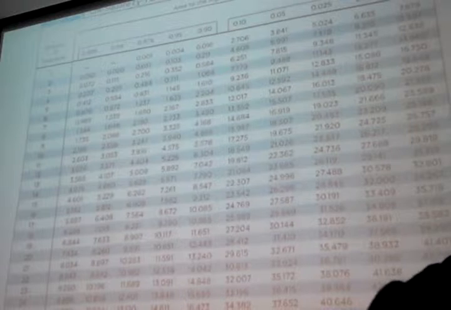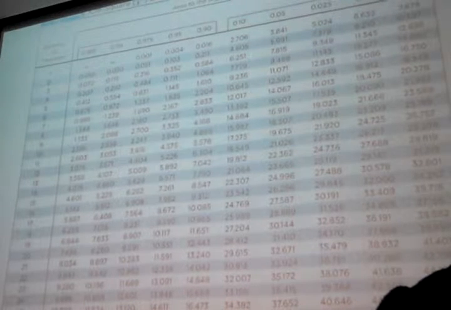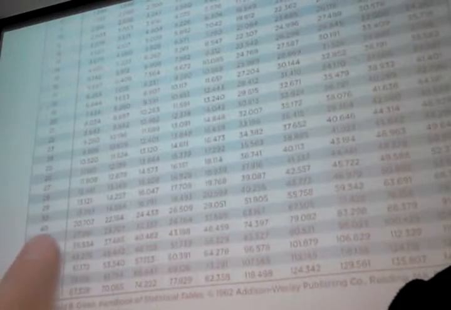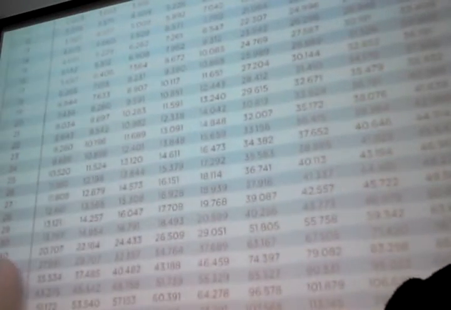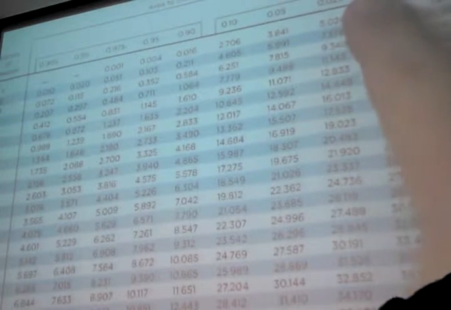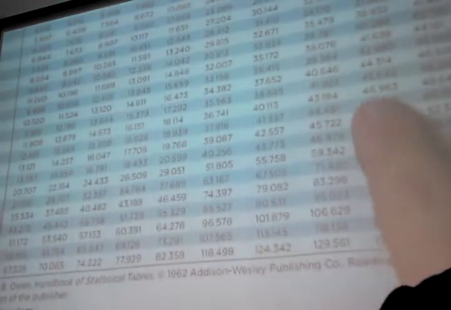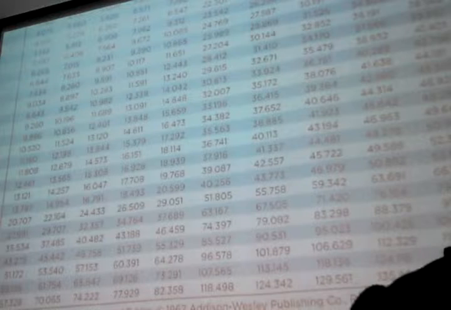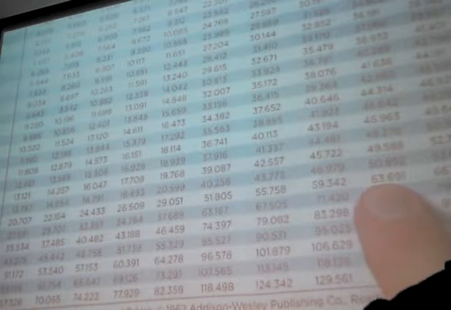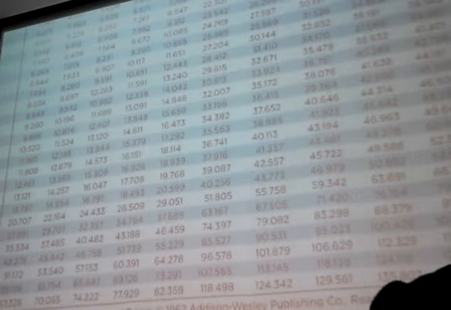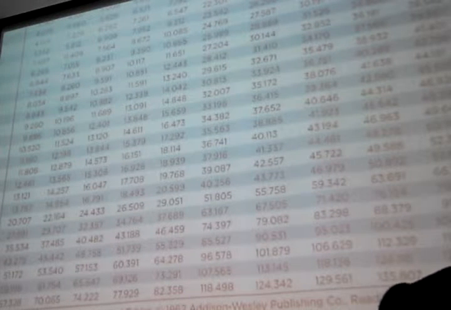Right? So in this situation, what's my degrees of freedom? 40. And like we said, one of them is going to be 0.01. It's going to be chi-square big. So if I follow that down to 40, what do you get by that number I'm pointing at? 63.691? Yep. So that'll be this one here.